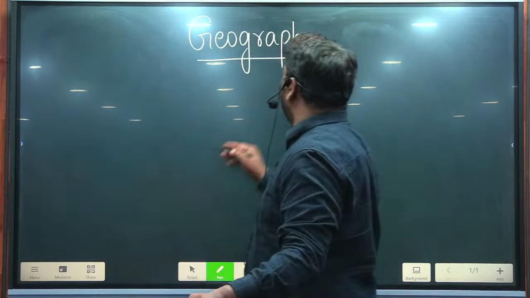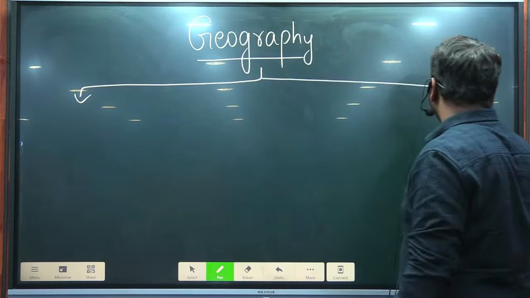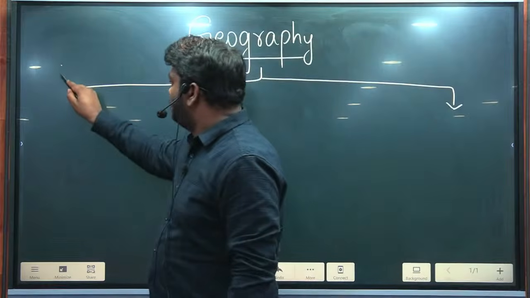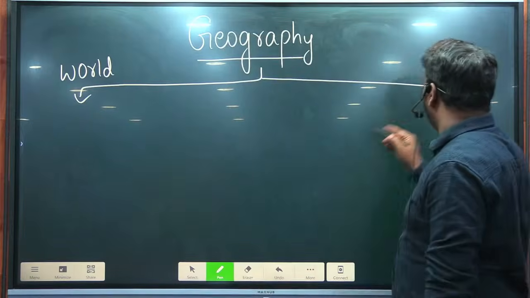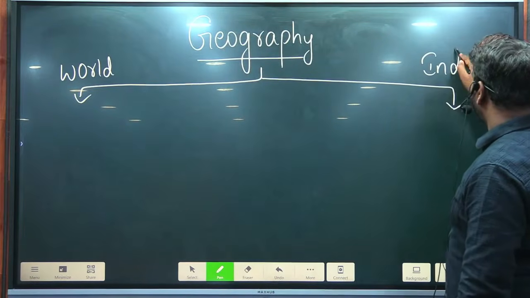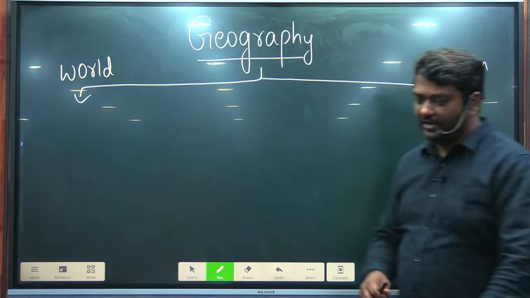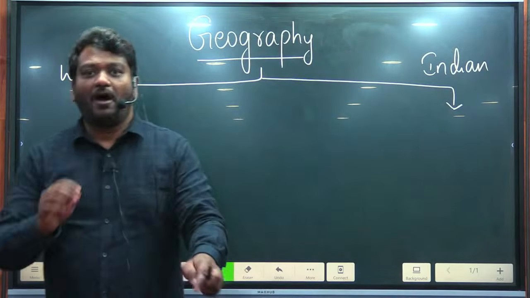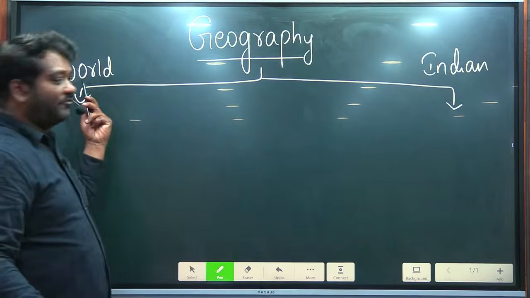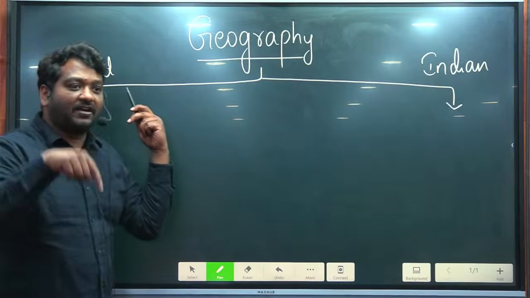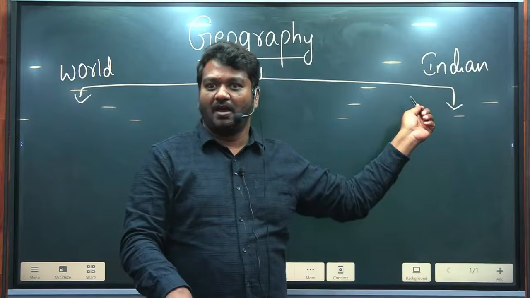See this, geography is divided into two parts. We say world geography, and we also study Indian geography. Now what is the difference? For example, how rainfall occurs, that is world geography. Where it occurs in India is Indian geography. When it occurs in India, Indian geography. Are you getting the point?